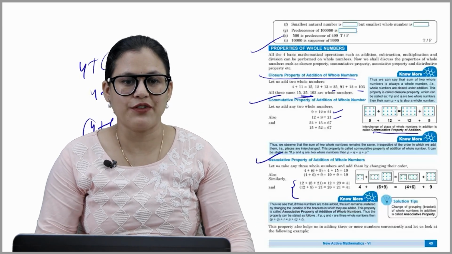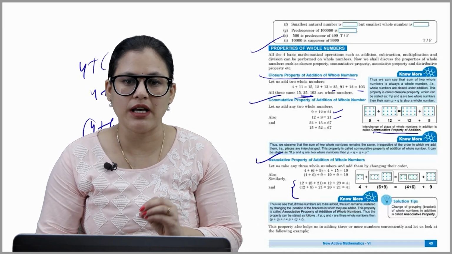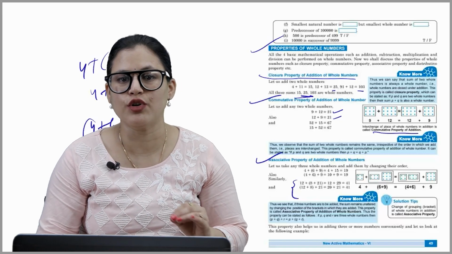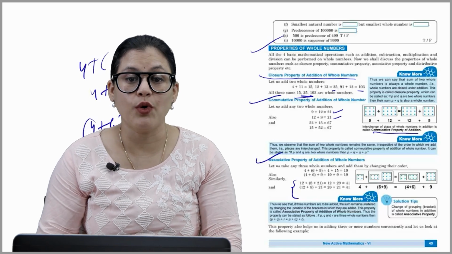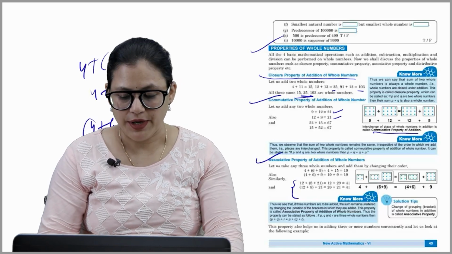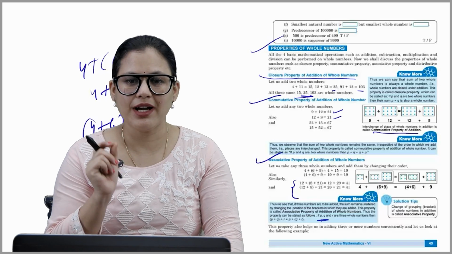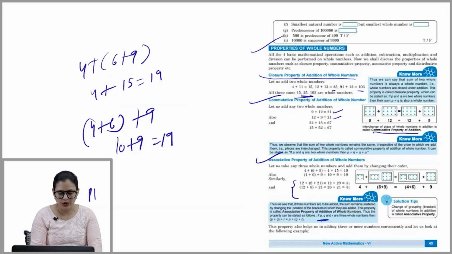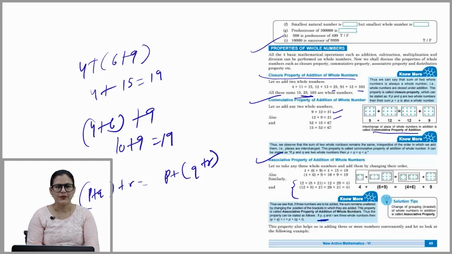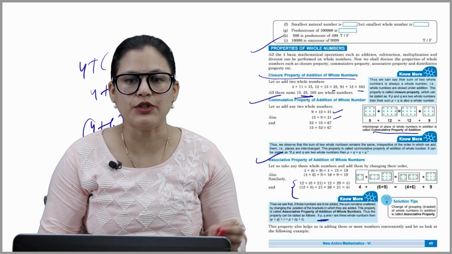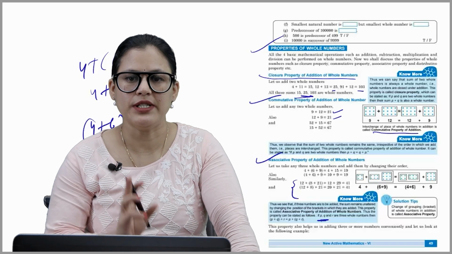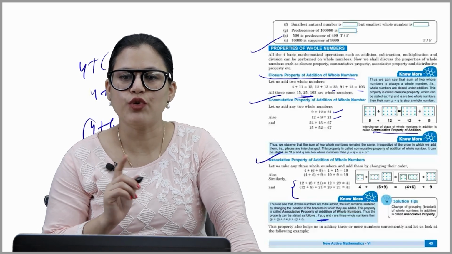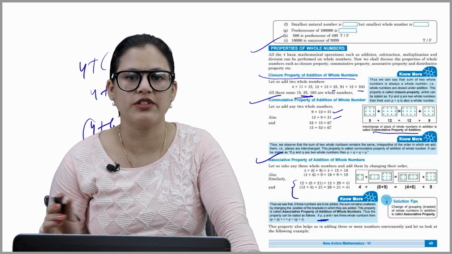Thus, we see that if 3 numbers are to be added, the sum remains unaltered by changing the position of the brackets in which they are added. So, this property is called associative property of addition of whole numbers. Thus, the property can be stated as: if P, Q and R are 3 whole numbers, then P plus Q in bracket plus R is equal to P plus Q plus R in bracket, right? This property also helps in adding 3 or more numbers conveniently, and let us look at the following example. But first, let's know the solution tip. Change of grouping, that is bracket of whole numbers in addition, is called associative property.